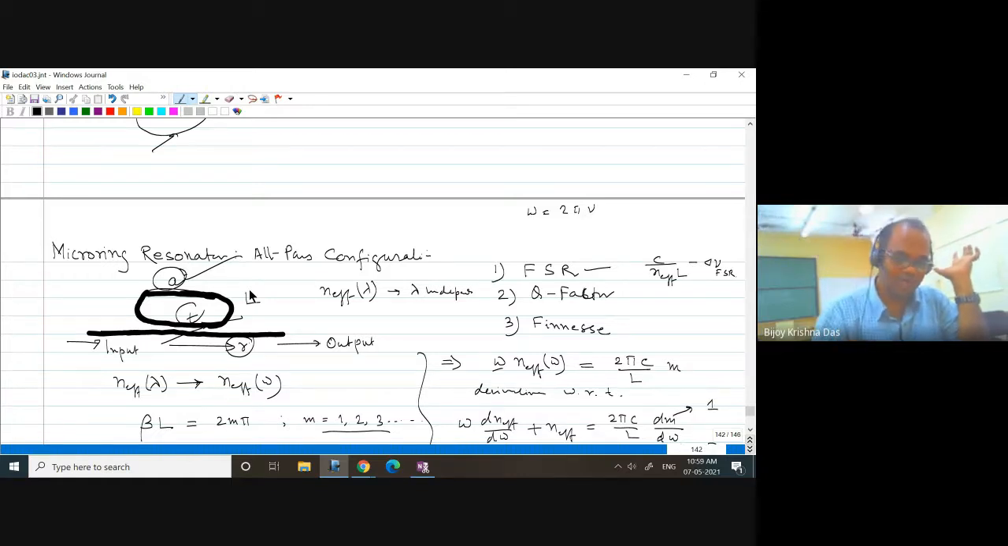Okay, I will try to derive this expression for the quality factor for the all pass configuration in the next class. I think today I was interrupting again and again. I can stop here. Any questions you have, we can clarify. Otherwise, we stop.